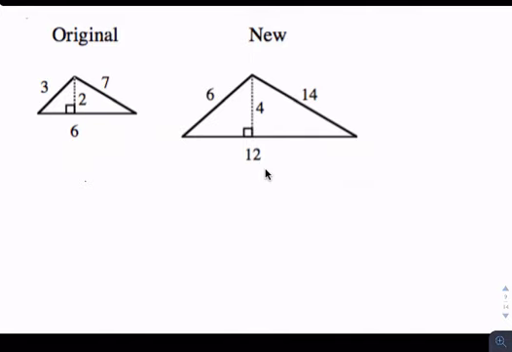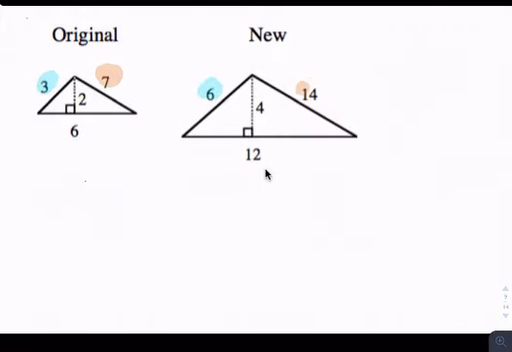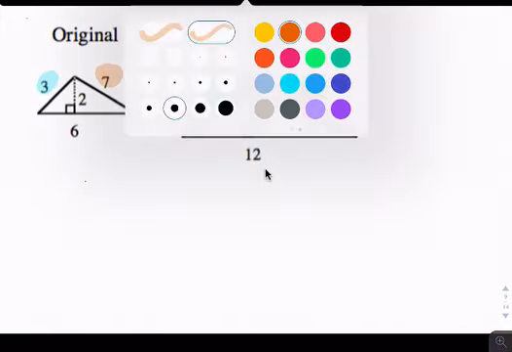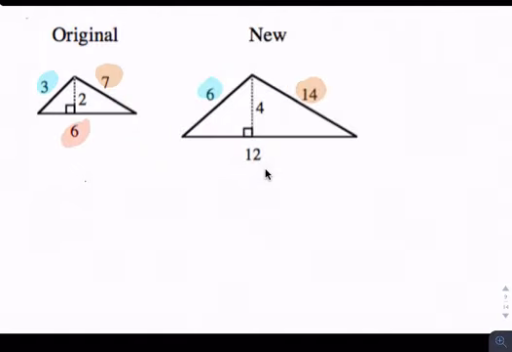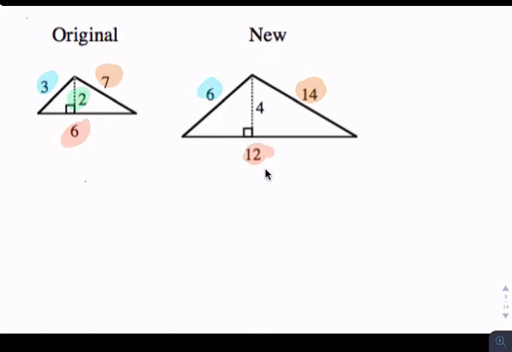All right, so we have this first triangle. The original is on the left and the new is on the right. We can see right now that it gets bigger going from original to new. So I always like to start by labeling my corresponding sides, or at least highlighting them or putting a shape around them so I can be sure that I am using the right numbers.